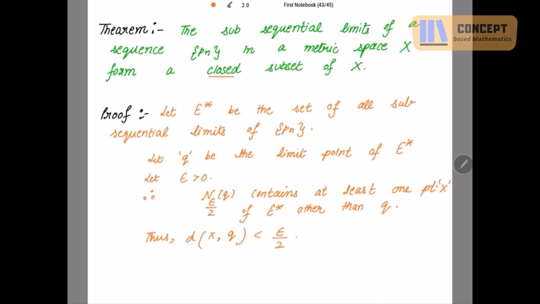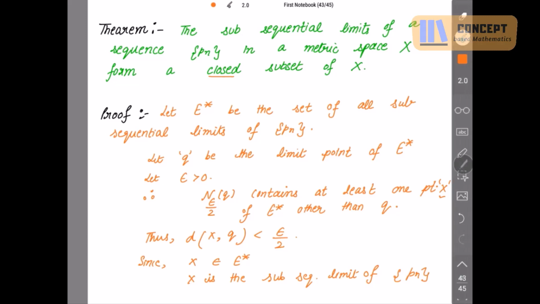Right? Now, we are saying this other point X to be in E star. That means what is X? X is the subsequential limit of Pn. Since X is an element of E star, X is the subsequential limit of the sequence Pn. Fine?